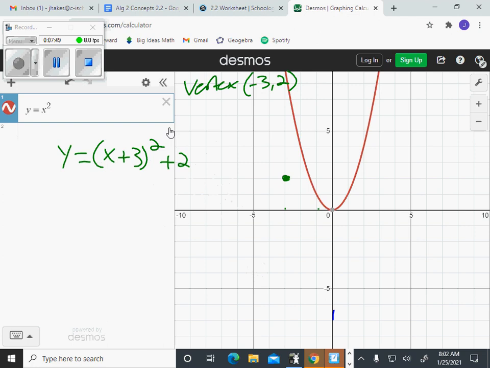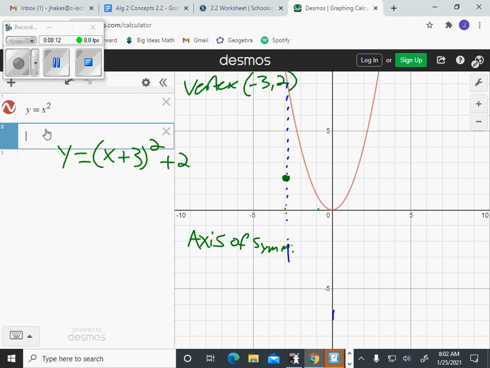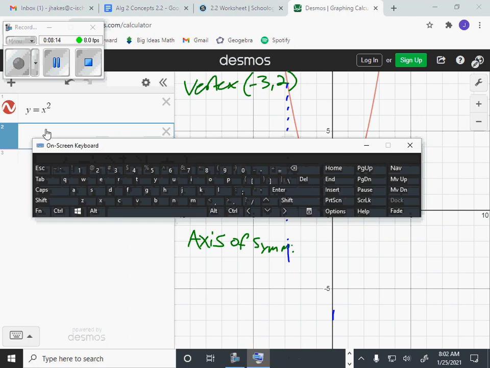Now, on your worksheet, you have this thing called the axis of symmetry. Axis of symmetry goes right through that vertex, goes straight down right here on that blue line. There's our axis of symmetry. What do we call that line? Our axis of symmetry is this line right here.